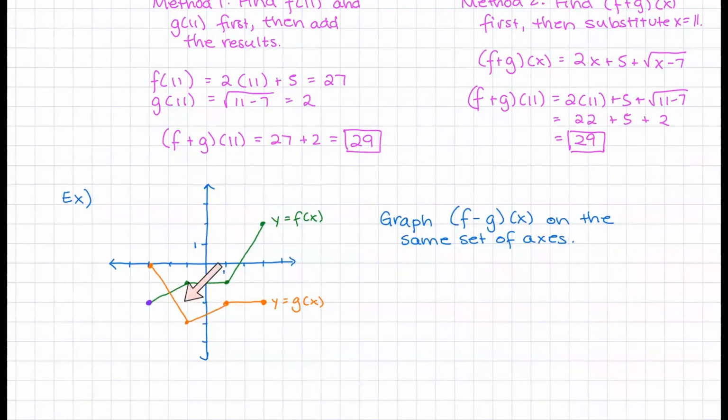Then we have another set of points that are lined up on top of each other. And again, f minus g is green minus orange. So -1 minus -3 is -1 plus 3. So that's 2. So now we're up here.